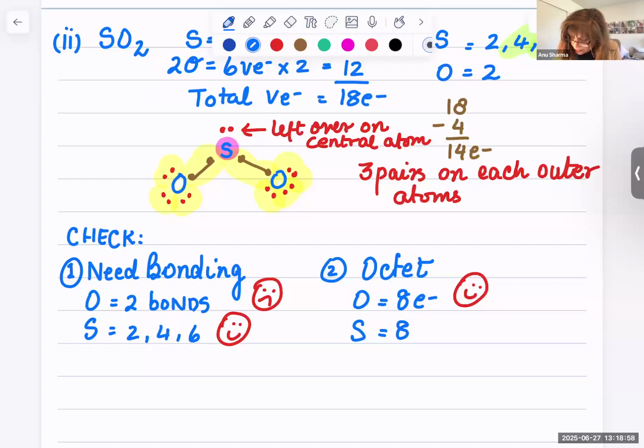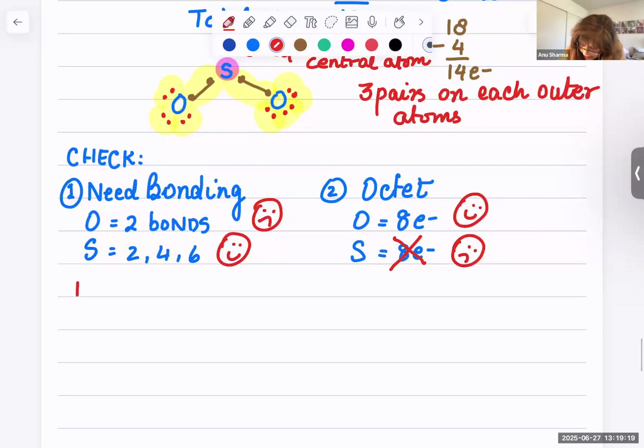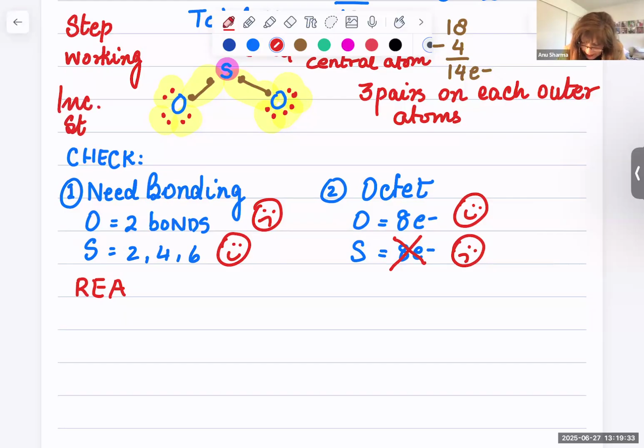At this point, sulfur has 1, 2, 3, 4, 5, 6 electrons only. So sulfur is making 2 bonds, but its octet is not met. So from that perspective, it's unhappy. Okay, so we have to do some rearrangement. It's very important. This is only working shown. This is not the full complete structure. This is only a step in showing the working. So this is an incomplete structure. That is why we will have to do these steps. So what we are going to do next is the rearrangement.